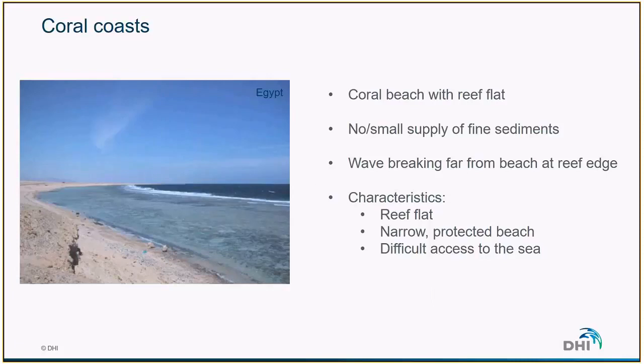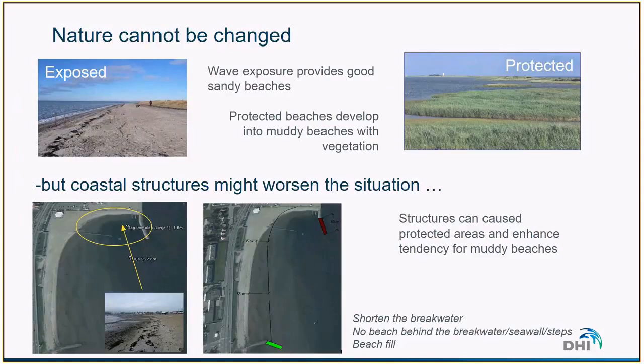It can still be an interesting coast for fishermen, for instance, because very often, some natural protected location can be used by the fishermen to moor their boats. Nature cannot be changed, so sometimes it's simply not possible to have a wide beach in a protected area. As we've seen in the different pictures before, the wave exposure provides good sandy beaches, whereas protected beaches develop into muddy beaches with vegetation. The structures along the coast can cause protected areas and enhance the tendency for muddy beaches.